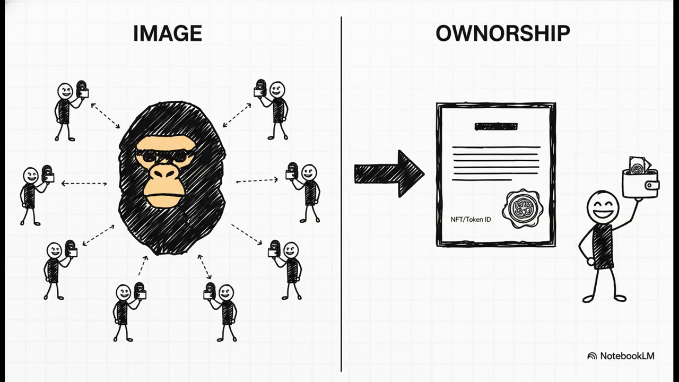People always say, but I can just right-click and save the image. And yeah, you can. But you can also take a picture of the Mona Lisa. It doesn't mean you own it. The value isn't in the JPEG. The value is in the unique token on the blockchain that proves you are the owner. It's an unforgeable public record of ownership. It's not about the item, it's about the receipt.